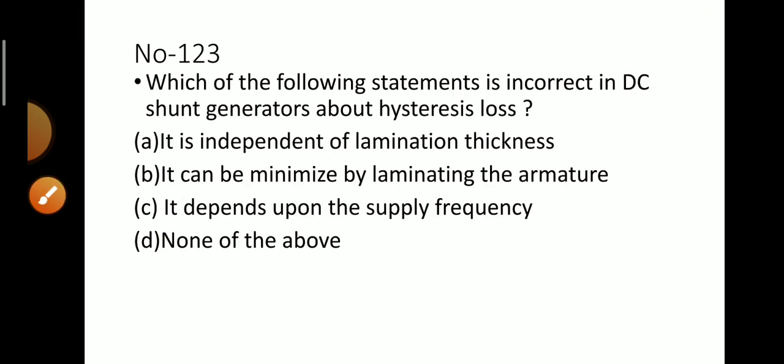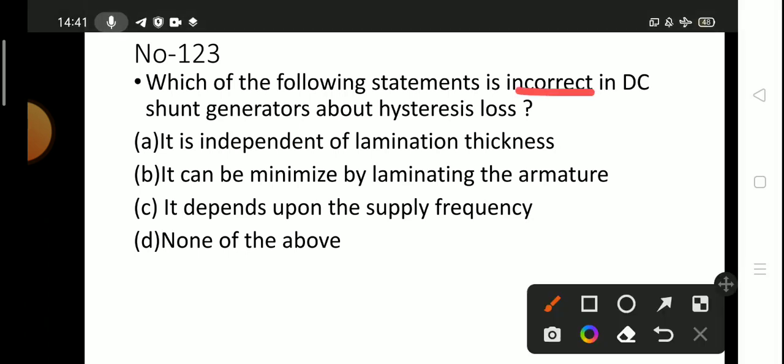Okay, next question. Which of the following statements is incorrect in the DC shunt generator about hysteresis loss? A. It is independent of lamination thickness. B. It can be minimized by laminating the armature. C. It depends upon the supply frequency. And the answer is B.